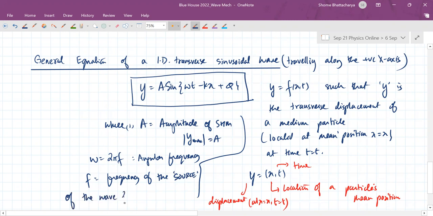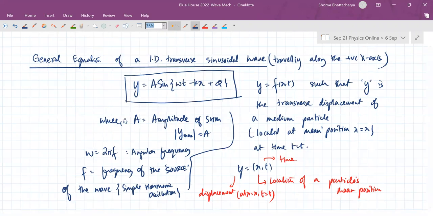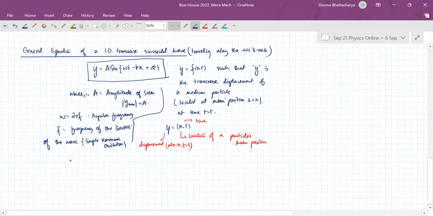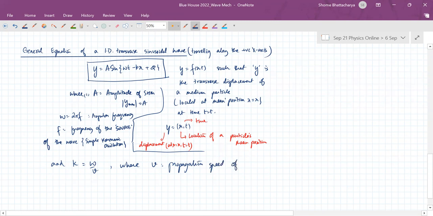Of the wave, which is basically a simple harmonic oscillator. Because it's a harmonic or sinusoidal wave, it has to be a simple harmonic oscillator. So whatever that oscillator's frequency is, that is the frequency of the wave, or 2 pi times that becomes the angular frequency of the wave. And k is omega by v, where v is the propagation speed of the wave along the medium, which in this case is the string.